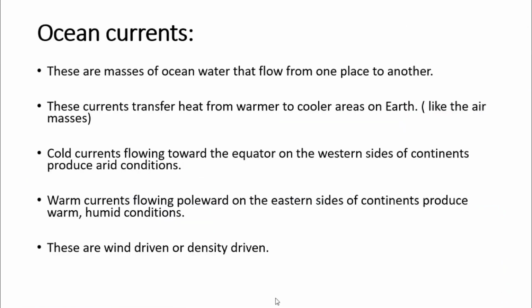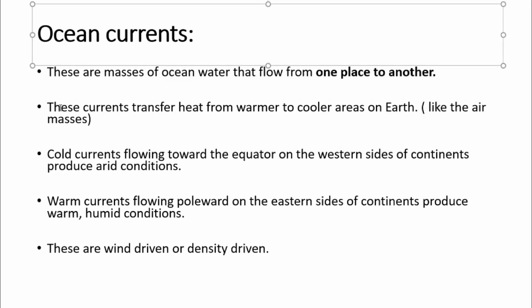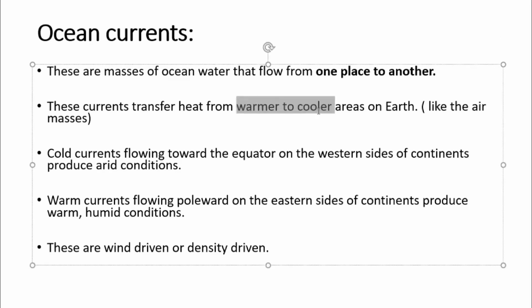So, ocean currents. As you know, these are the masses of ocean water that flow from one place to another. The currents transfer heat from warmer to cooler areas of the earth, as well as vice versa. Just like your wind, can you see the slides, each and everything, just like your wind, what does it carry? It carries energy, heat energy. There is an energy transfer taking place every time.